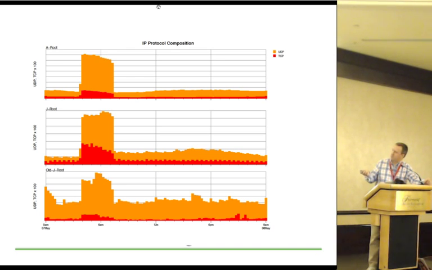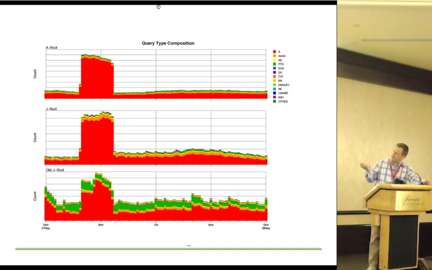And we see the same sort of spike at the J-Root IPv6 address. And for old J, we see a very significant spike in UDP, but we also see this little spike in TCP. So I think it's very peculiar that we would see an attack hitting the old J-Root address over TCP.